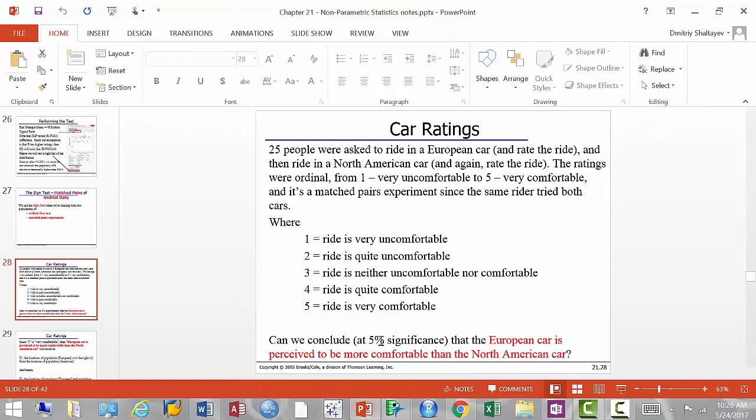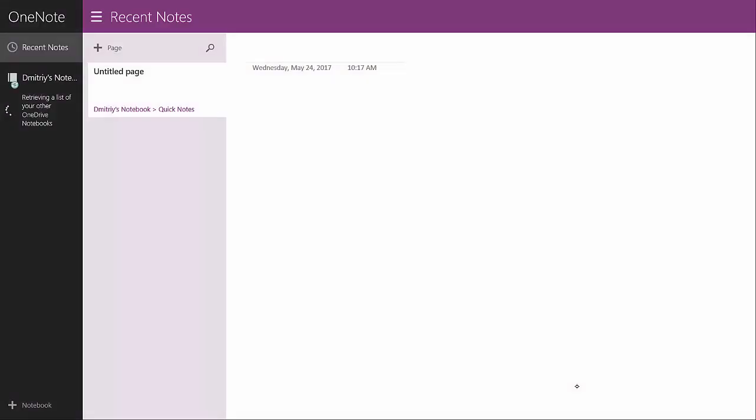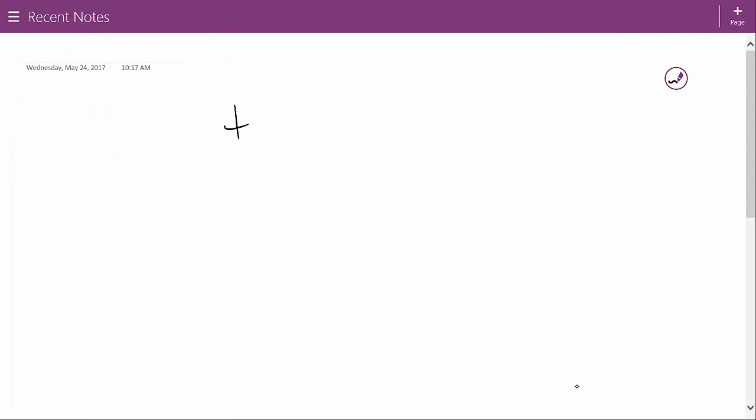can we conclude at 5% significance that the European car is perceived to be more comfortable than the North American car? So what I'm saying really here is that my alternative hypothesis, H1, is going to be about the location. More comfortable means that it gets high ratings, agree? Closer to 4s and 5s, and not so many 1s and 2s, right?